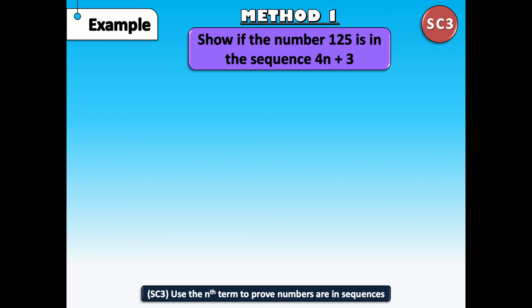So this question says, show if the number 125 is in the sequence 4n plus 3. So if 125 is in the sequence 4n plus 3, we can say 4n plus 3 equals 125. And we can solve it, and if it's in the sequence, n will be a whole positive number.